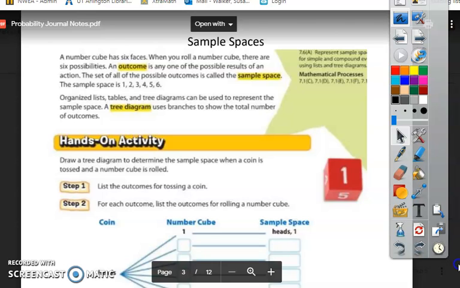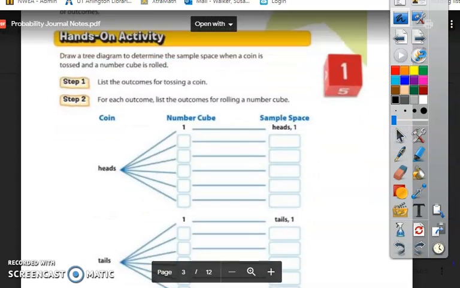So generally, y'all will see a list or a tree diagram. Personally, I like using a table or what I call an area model. A tree diagram uses branches to show the total number of outcomes. So we are going to scroll down here so you can see what's going on. Hopefully this looks like something maybe you have done before.